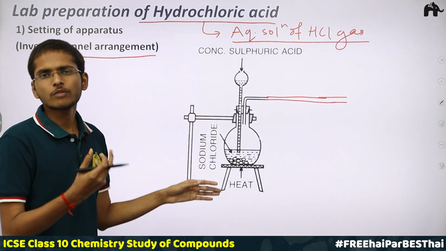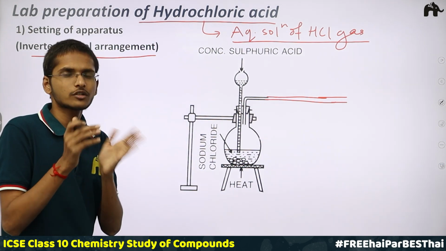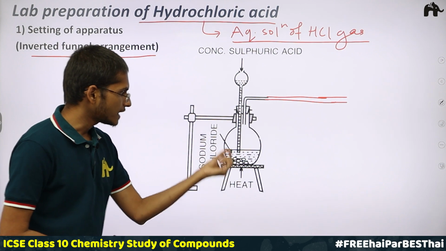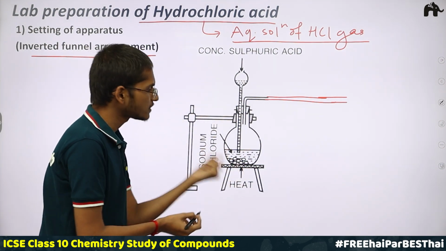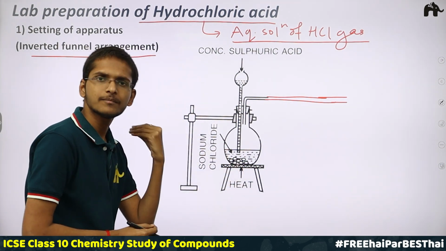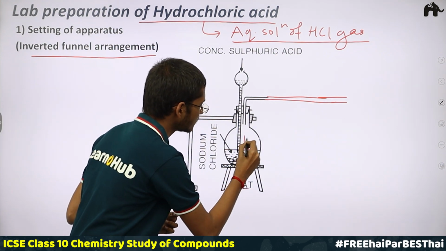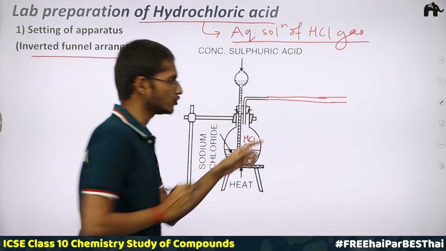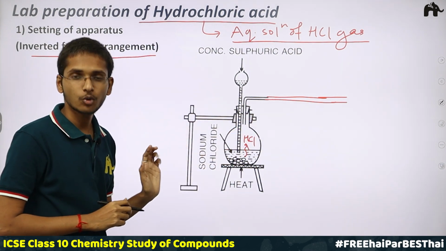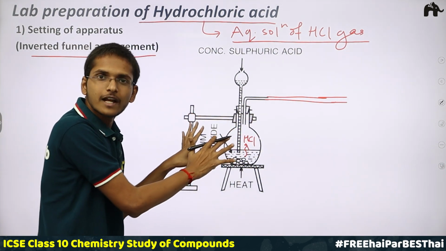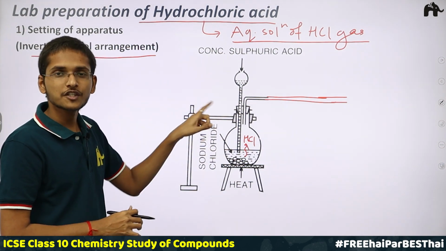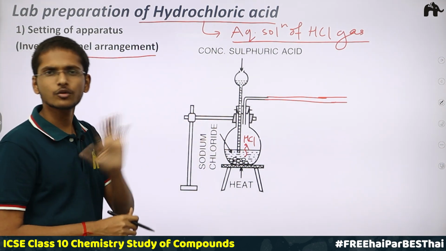Because there are some problems with above 200, let's not get into that. But here, sodium chloride is reacting with sulfuric acid. I'm making them react by heating them, and we have studied that HCl gas would be generated here. So I have simply connected this tube with a source of HCl gas. This is the generating flask. Why I'm telling you in this detail is because we are going to see the repercussions if we don't use this type of arrangement, at the last.